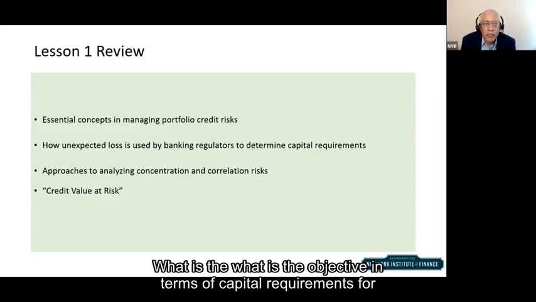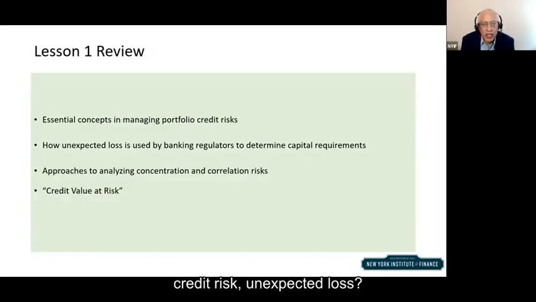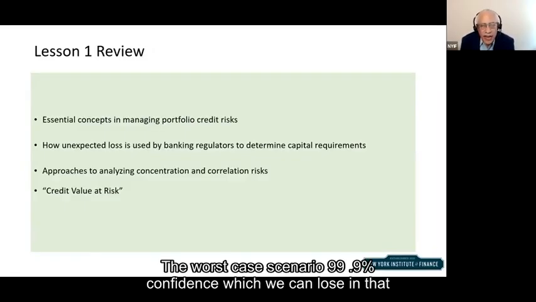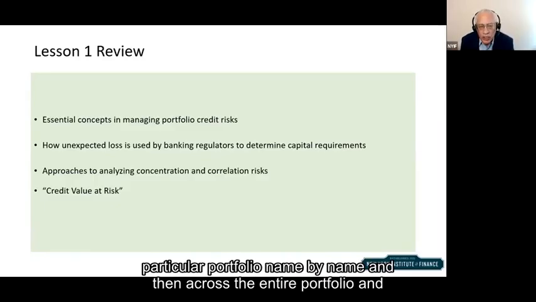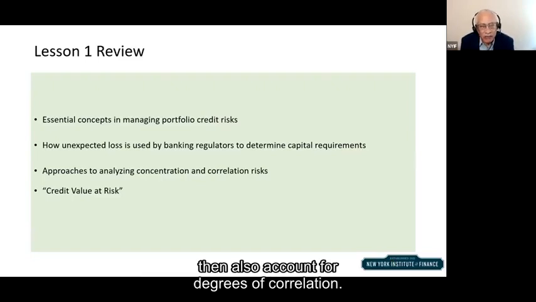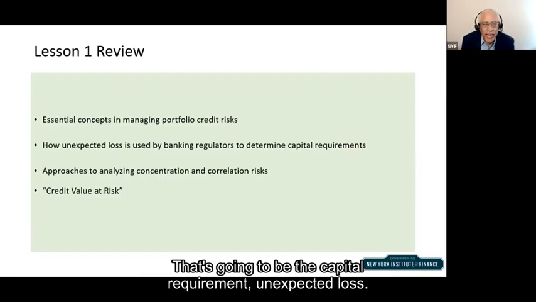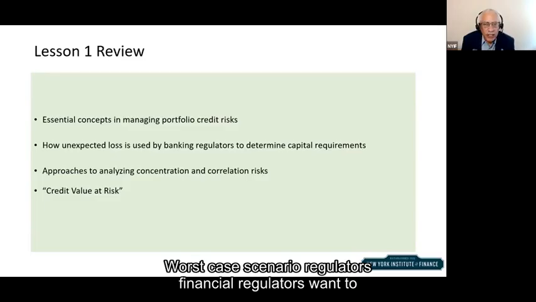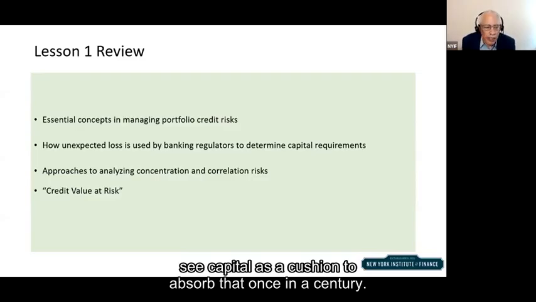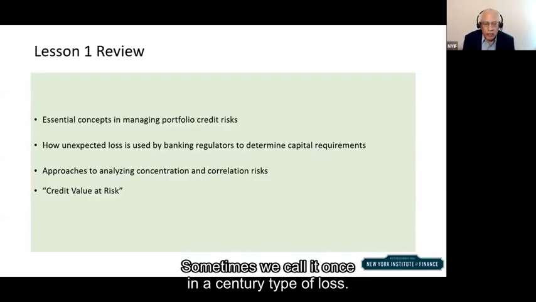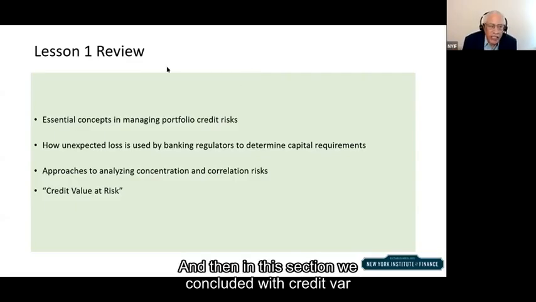What is the objective in terms of capital requirements for credit risk? Unexpected loss, the worst case scenario, 99.9% confidence, which we can lose in that particular portfolio, name by name, and then across for the entire portfolio, and then also account for degrees of correlation. That's going to be the capital requirement. Unexpected loss, worst case scenario, financial regulators want to see capital as a cushion to absorb that once in a century type of loss. And then in this section, we concluded with credit VAR.